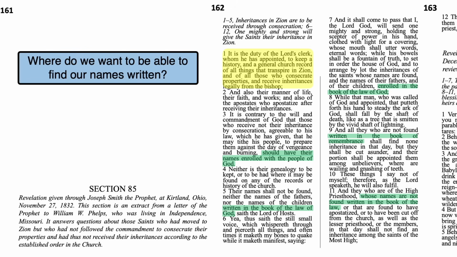There were also some who had initially made the commitment to live it and had received their inheritances, but then had backed out of those commitments, or they'd completely apostatized from the church. So now leaders in the church in Zion, like William W. Phelps, wondered how they should deal with these kinds of situations. Section 85 was the Lord's answer to that question.